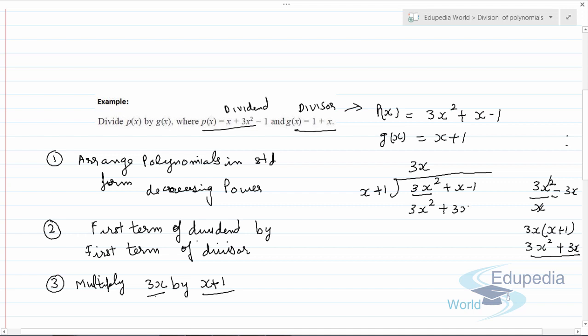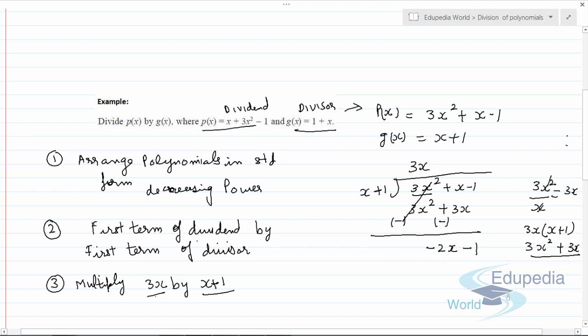Then we'll subtract these two equations. How to subtract them? We have to change the signs. Here the sign is plus, so we make it negative. Here the sign is plus, we make it negative. Now these two terms get cancelled out because they are equal but the signs are opposite. So what we get is x minus 3x, and the answer is minus 2x. Why minus? Because 3x is greater than x, the sign is negative. Simple. Then we write down the remaining part, minus 1.